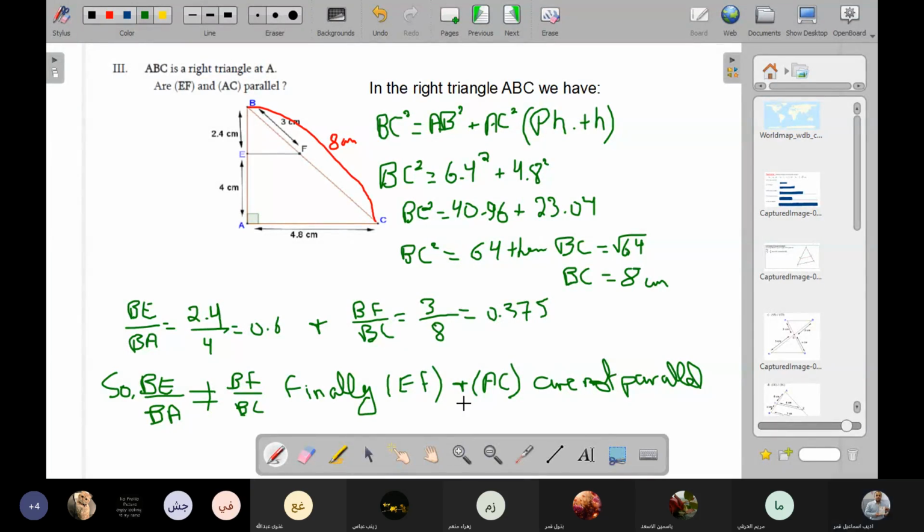Sir, in the first ratio the measure of BA is 6.4, that's why it came out not equal. Oh, yes, bravo, Fatima Yusuf. So, let's learn from this. If the ratios are not equal, then EF and AC are not parallel. But now we will correct BA, which is equal to 6.4.